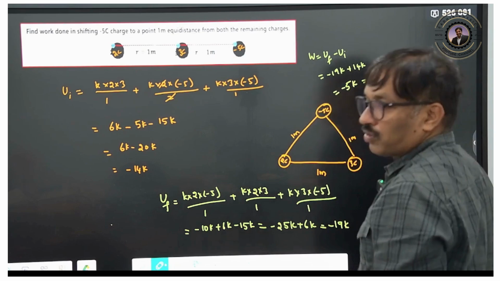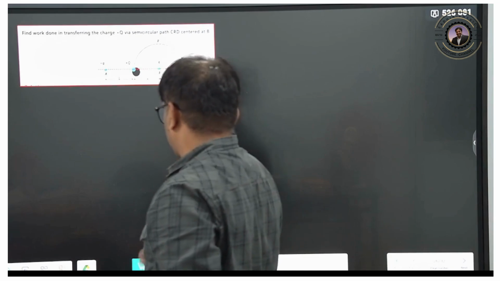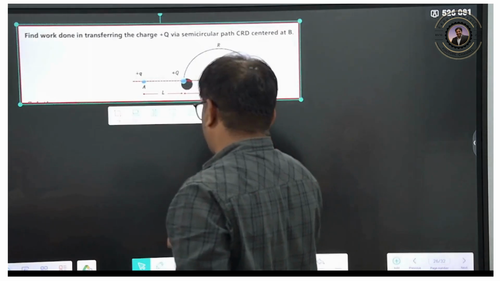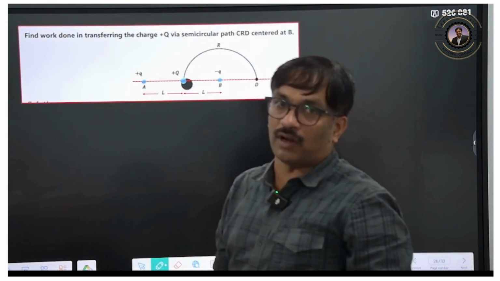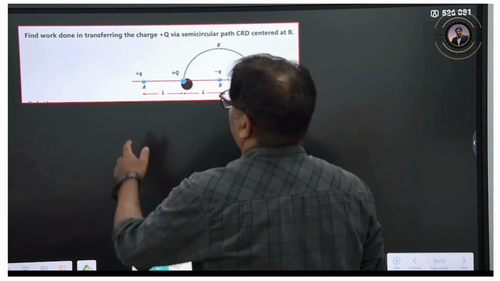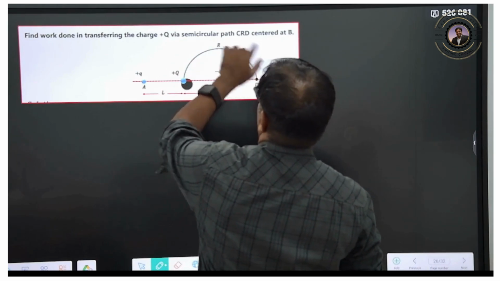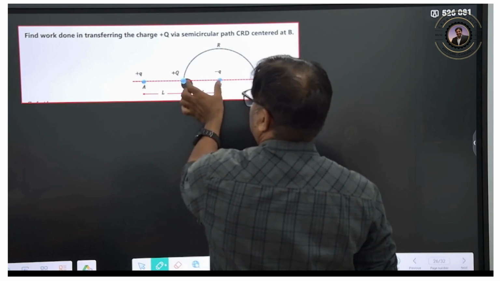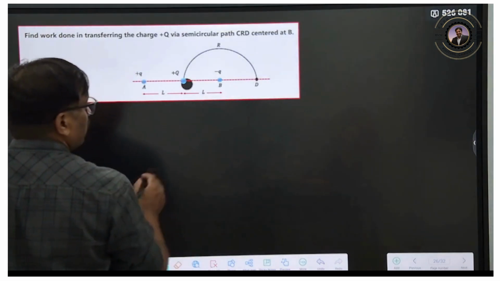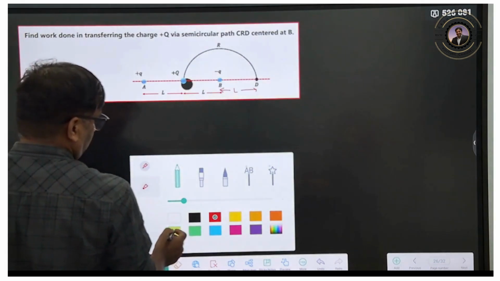Now we will go for one more question. Now again the same thing, no? I already told, work done does not depend upon the path followed, it depends upon the initial and final points. The same way here, work done in transferring the plus q in the semicircular path to the distances. Semicircular path means what? This distance is L, means this distance is also L. Therefore this distance is also L only. Clear?